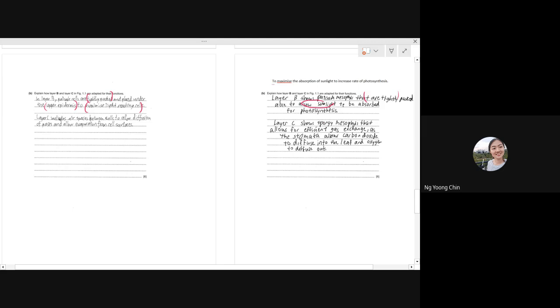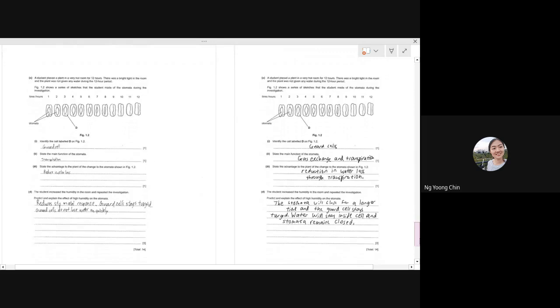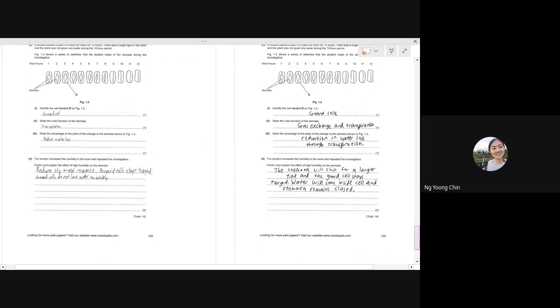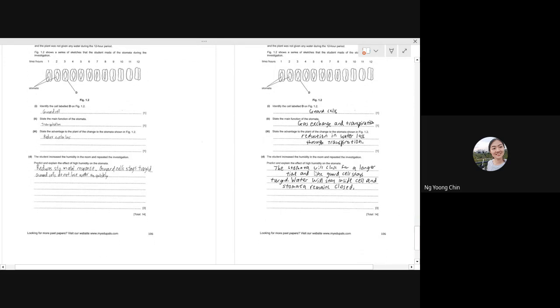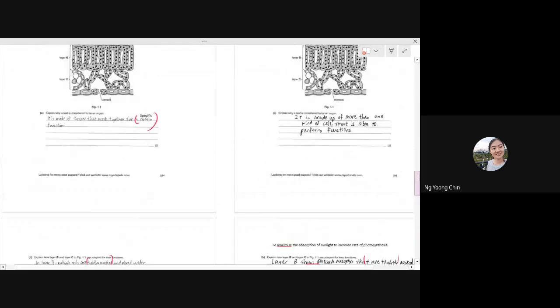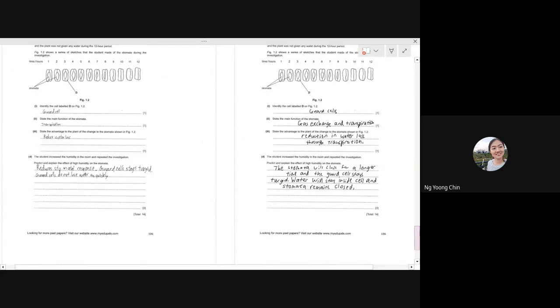Spongy mesophyll cells have a large airspace for efficient gas exchange. Generally it's correct, it's a good answer. Guard cells, transpiration, reduced water loss. Generally, I think your answer is quite good.